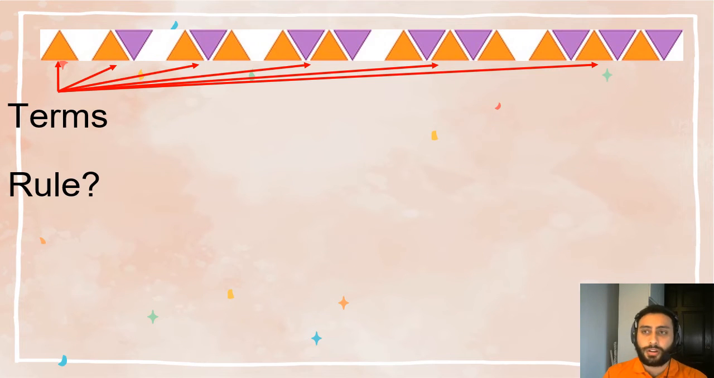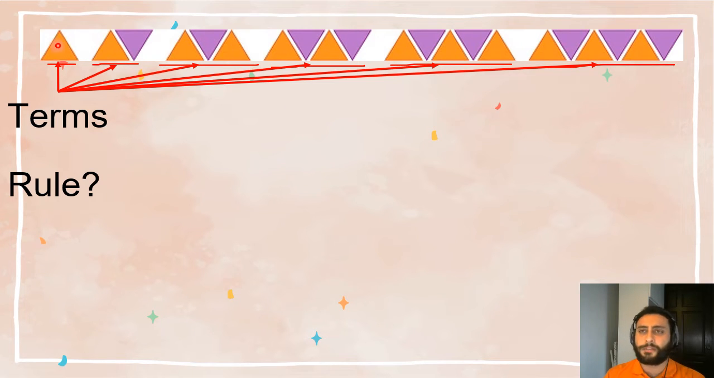So look at here. These are our terms. This is one term. This is one term. This is another. So we have how many? 1, 2, 3, 4, 5, 6 terms. Okay? But we need to find the rule of this pattern.